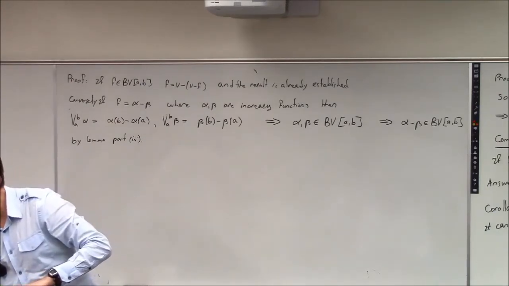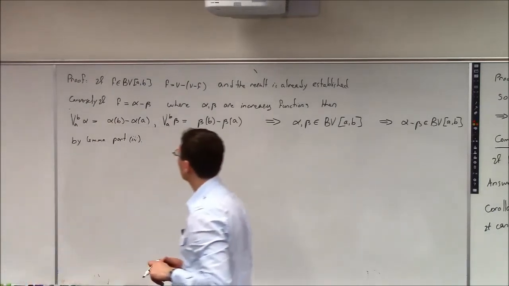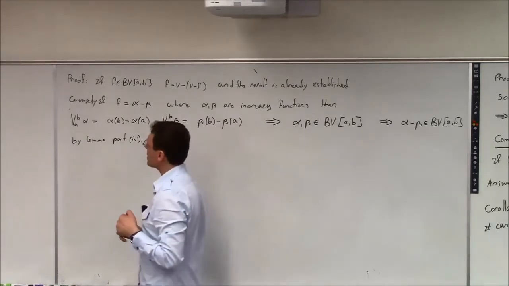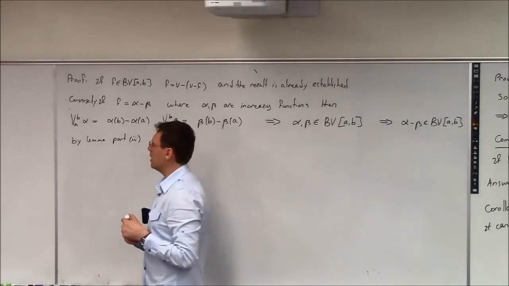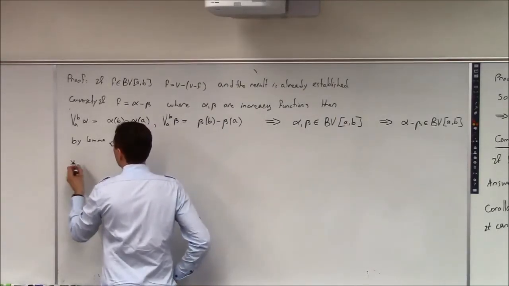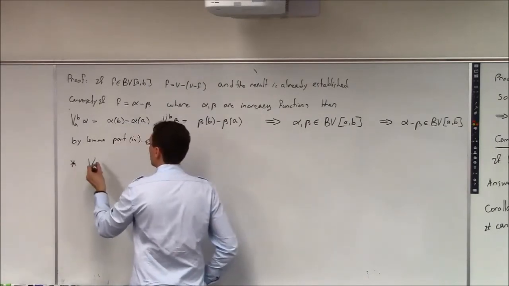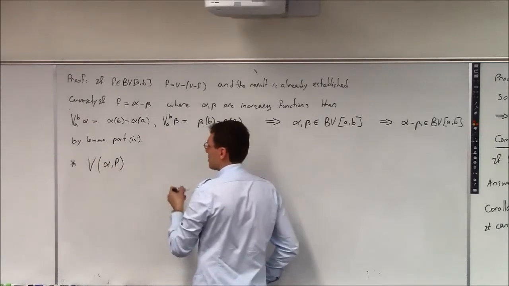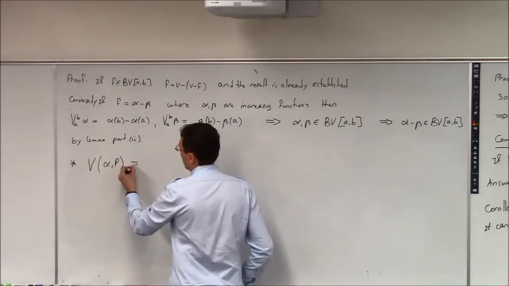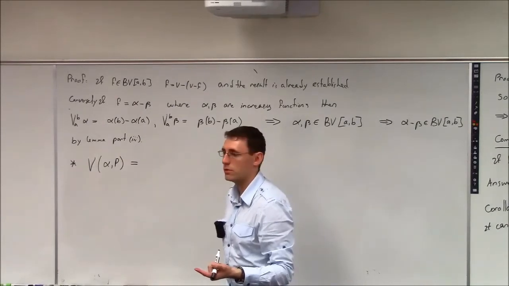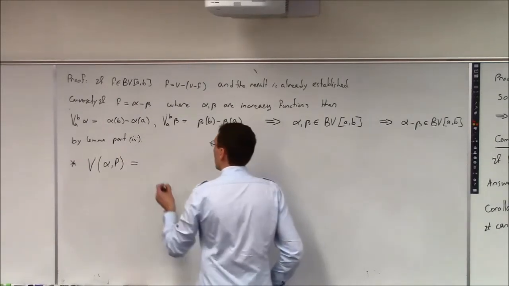Could you please just say one more time why the total variation of alpha equals alpha of b minus alpha of a? Yes, the function is increasing, so you can just take the variation of alpha under the partition P. Just pick any partition, right? But if the partition is very fine, it will be a close approximation to the full variation. So then what is that?